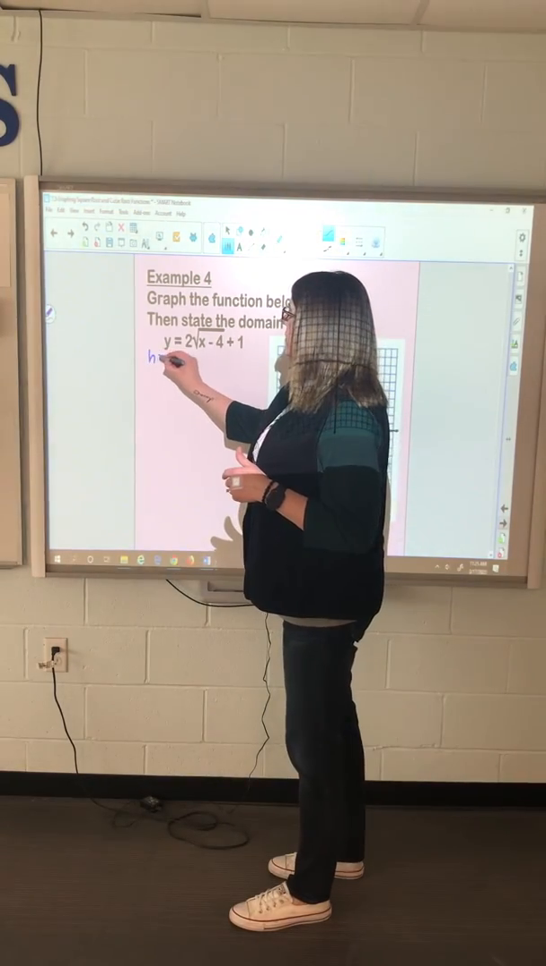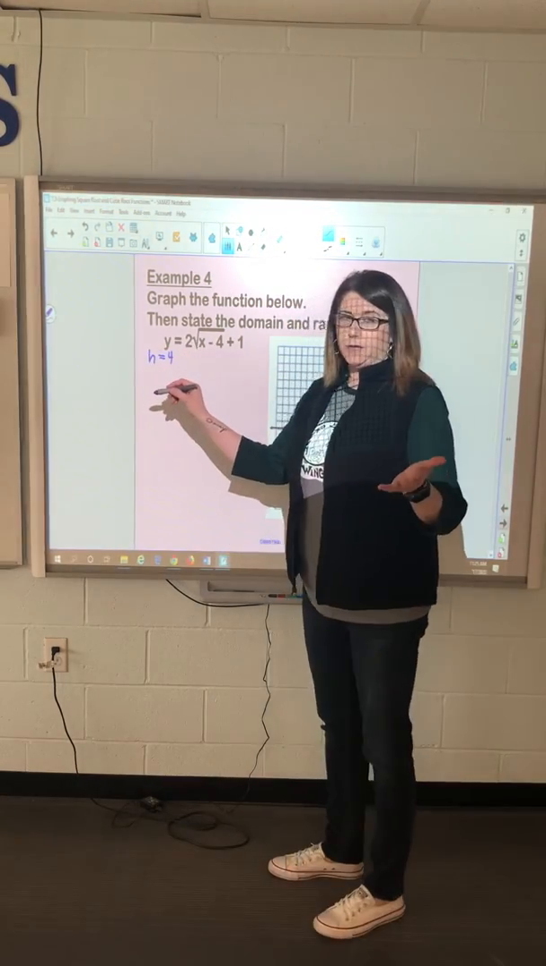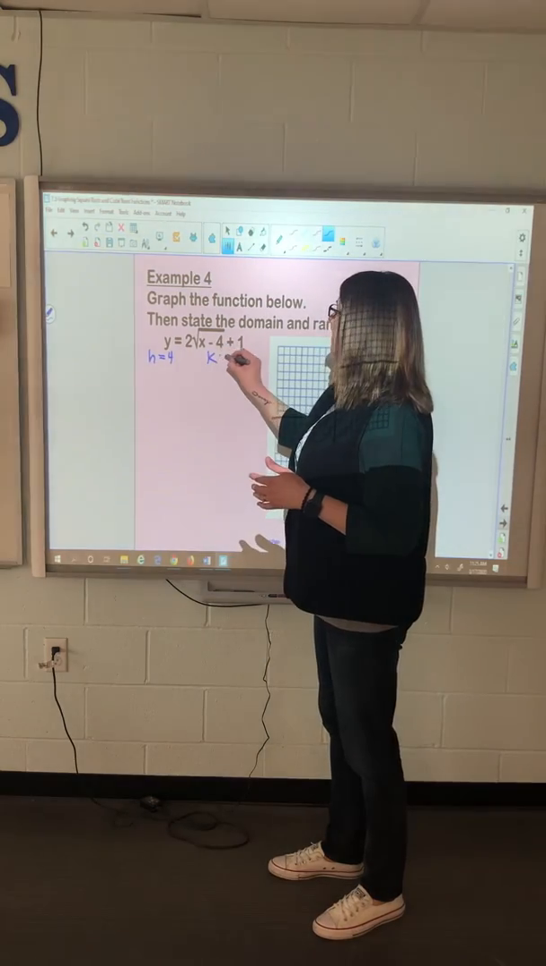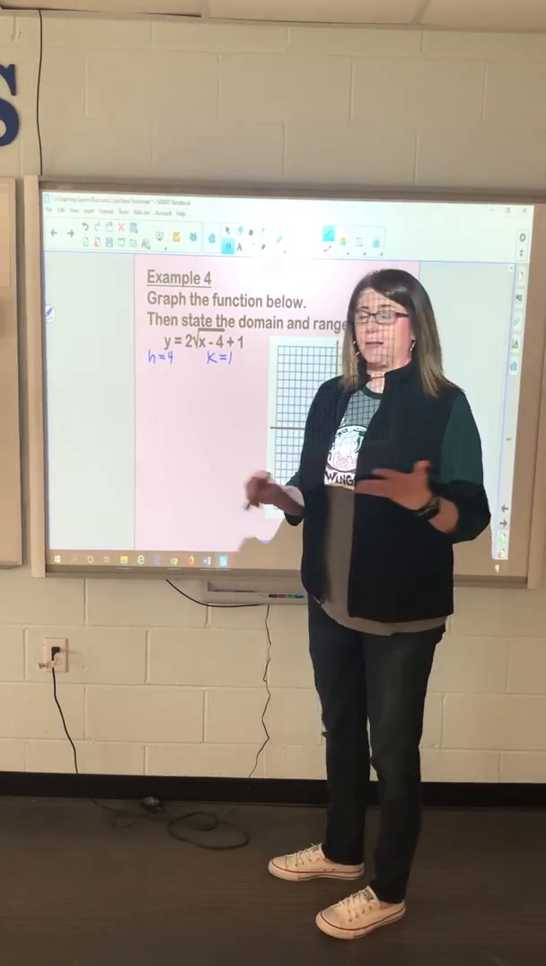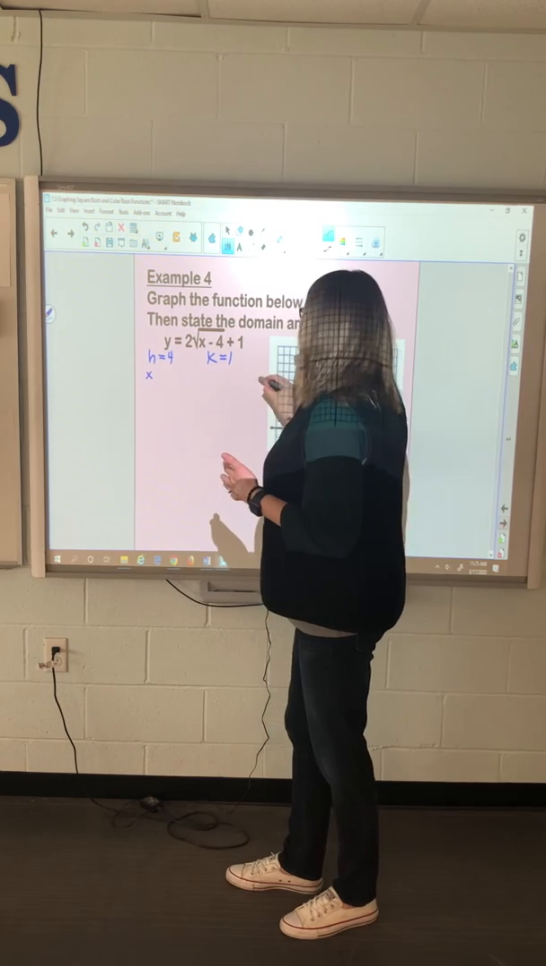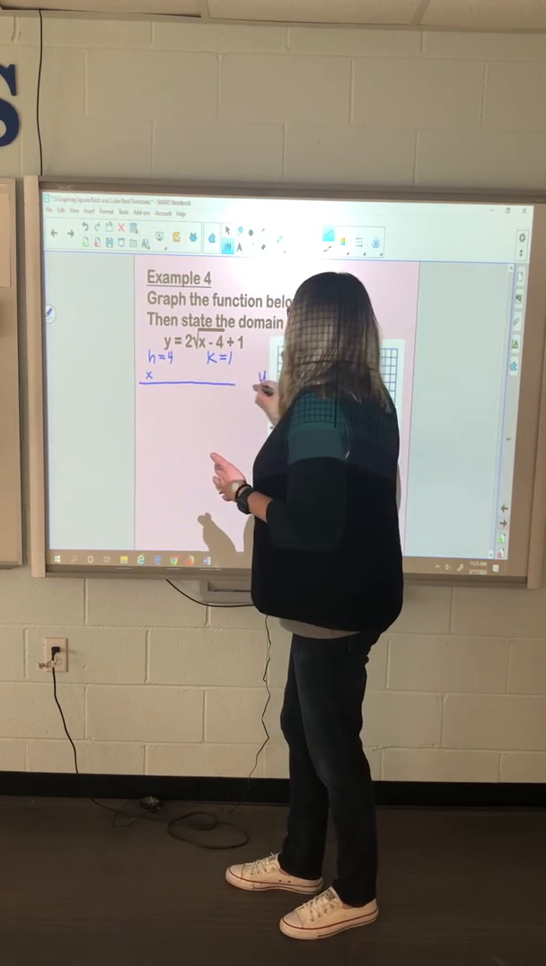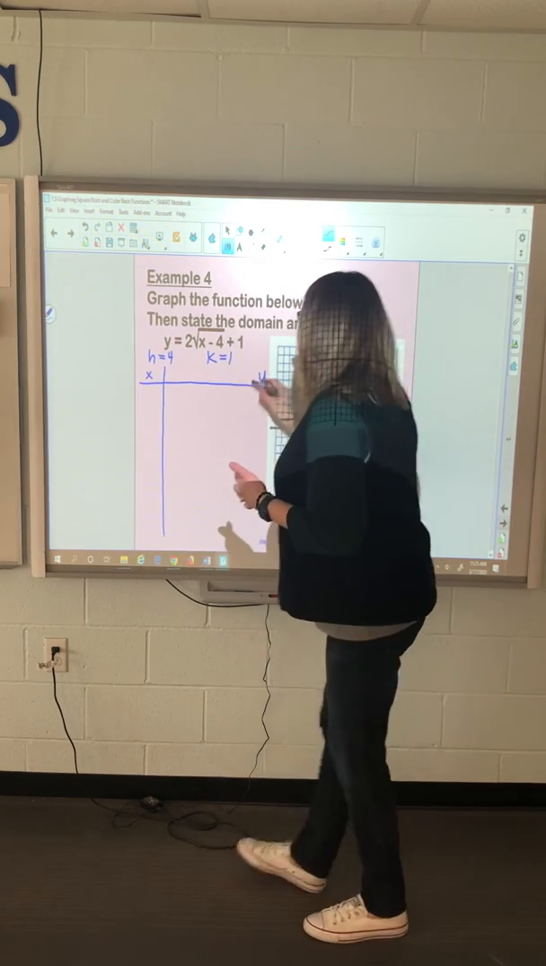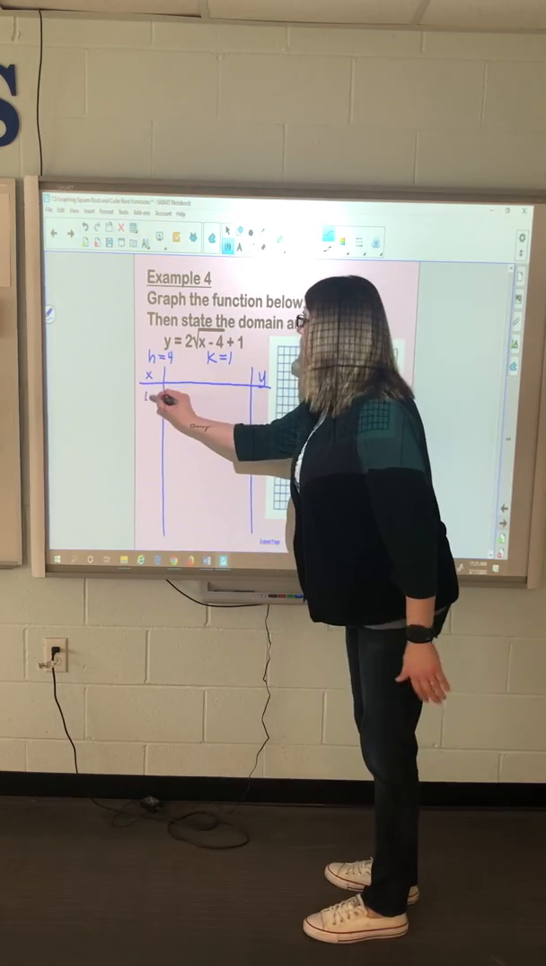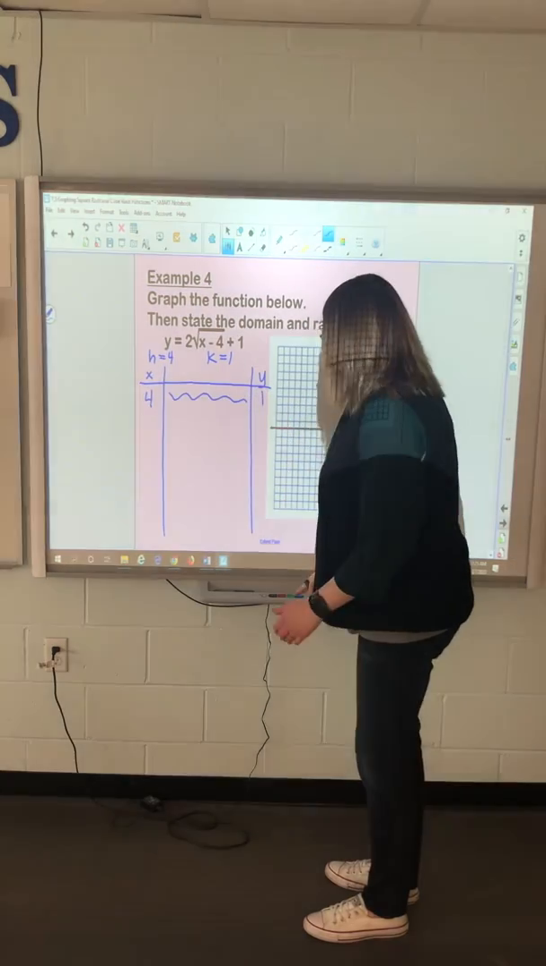So the h for this is positive 4 because it's the opposite of what I see. The k for this one is positive 1 because it's exactly what I see. So that tells me in my table of values that my starting point is 4, comma, 1. And I don't need to show my work.